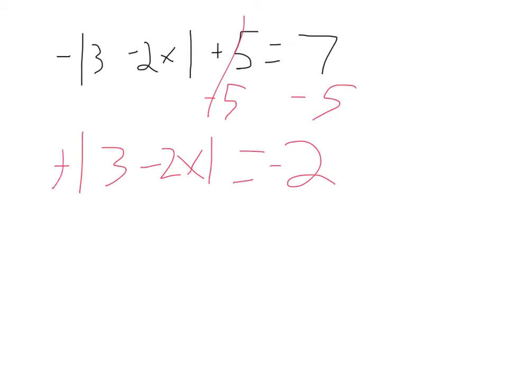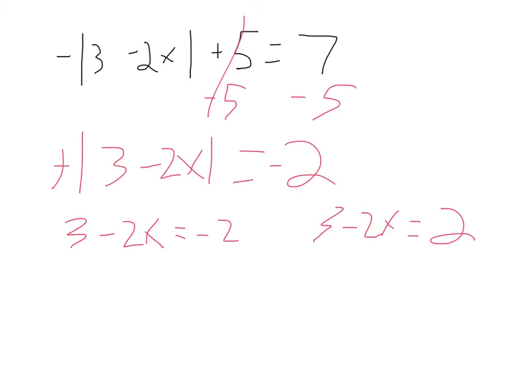Now I can split this into two equations. I've got 3 minus 2x equals negative 2, and I've got 3 minus 2x equals positive 2. Because the key step to solving the absolute value is taking the answer side, in this case that's the negative 2, and then just on one hand it's negative, on one hand it's positive. That's the key step. So now that I have these two equations, I just go through and I solve them like normal.